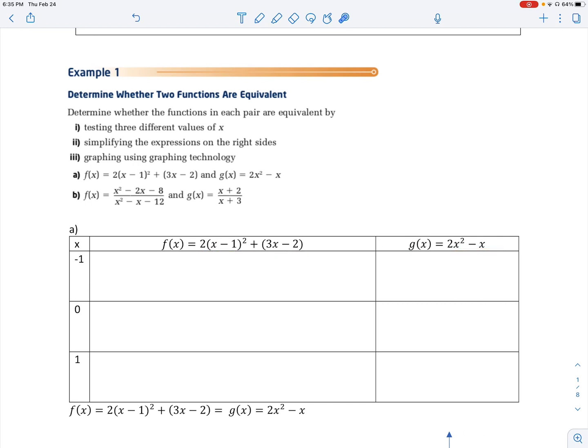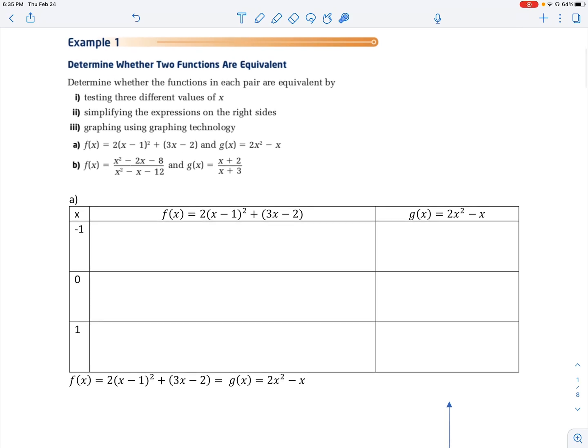Okay. So our first approach is we're going to test 3 different values for x. We're going to take those values and plug them in for x in our expressions, and then calculate, and see if these are going to be the same. Then we'll check this algebraically. We're going to set this one equal to this one, and simplify them and see if my left side is equal to my right side. And if we can prove that, then we've definitely proved that these two are equivalent. And then lastly, we'll graph, and we'll see if the graphs look the same.